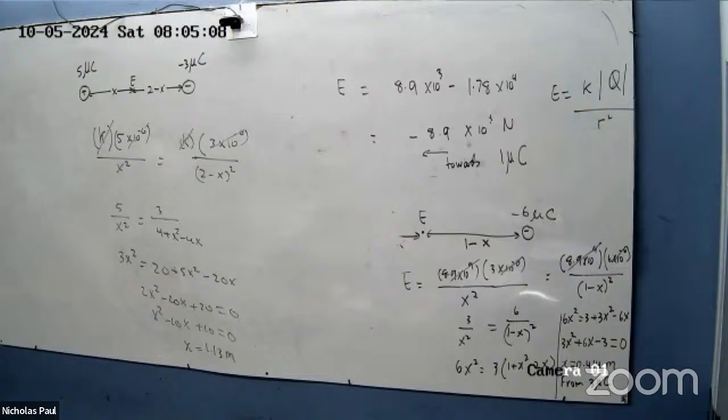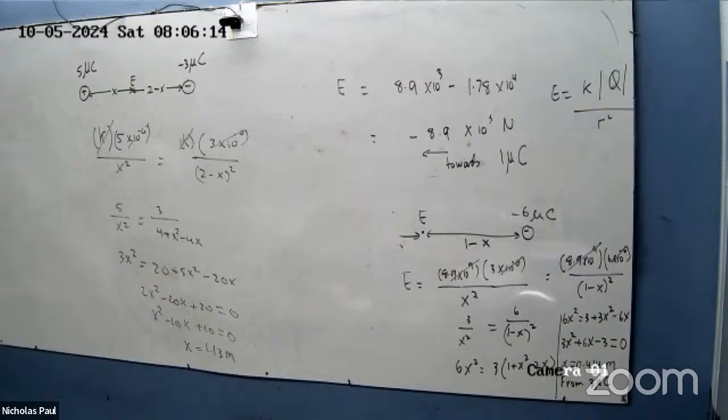Last one. Part 2. Part 1 was to find where it is zero. Part 2: a third charge Q3, positive 2 microcoulombs, is placed at x equals 1 meter, between Q1 and Q3. Well, midway, right? Midway between Q1 and Q3.